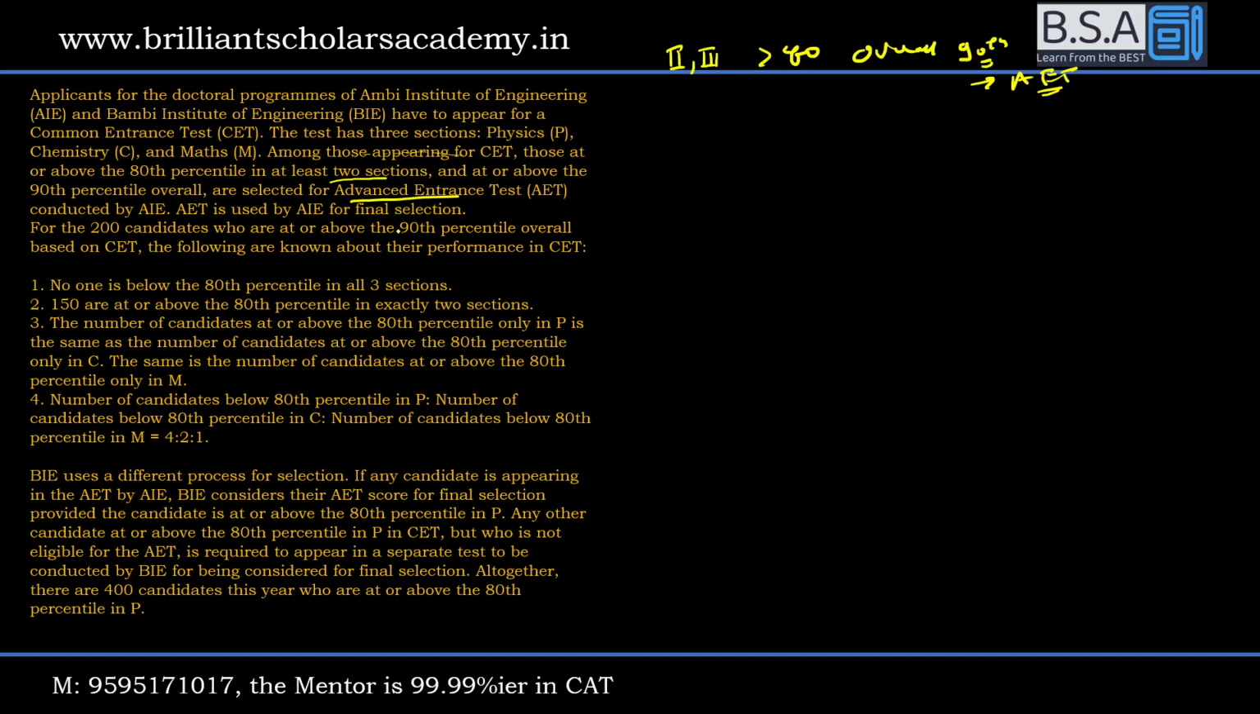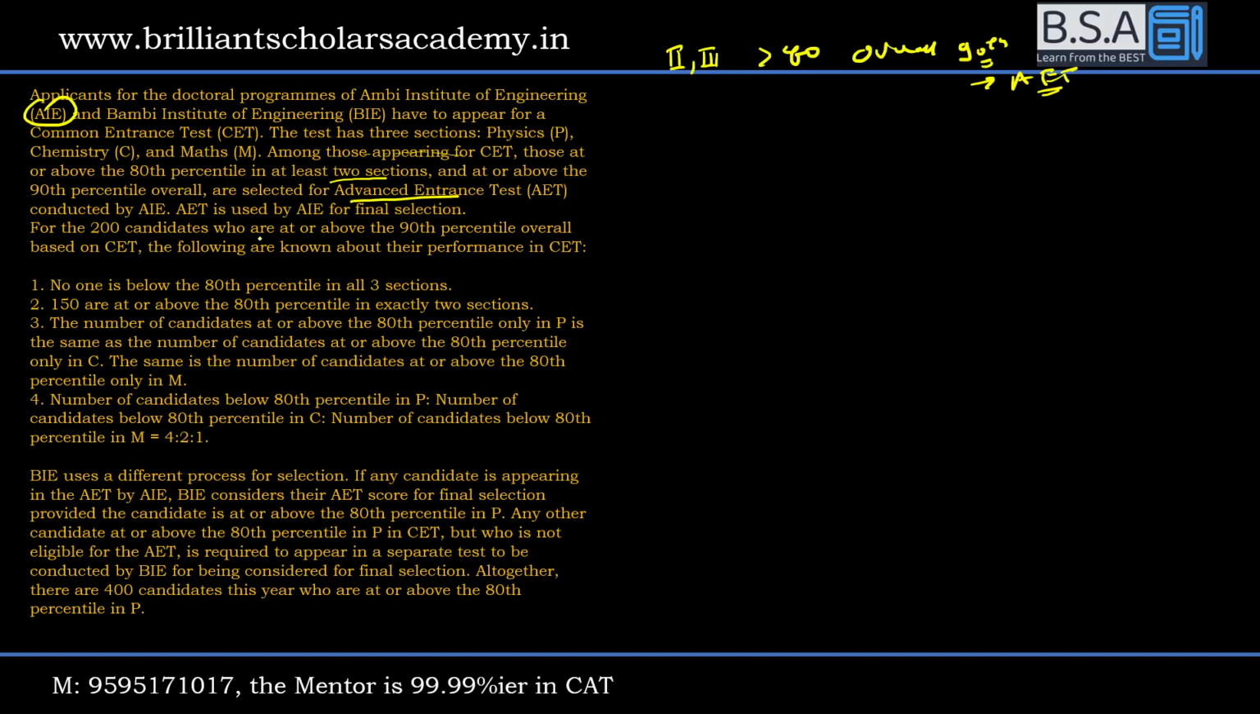CET में physics, chemistry, maths है and in that you must have at least or above 80 percentile in two sections and at or above 90 percentile overall. इनको भेजेंगे AET के लिए. Connected by AIE. AET is used by AIE for final selection. जो AIE है, ये जो इंस्टीट्यूट है, ये फाइनल सिलेक्शन ले लेता है AET से.